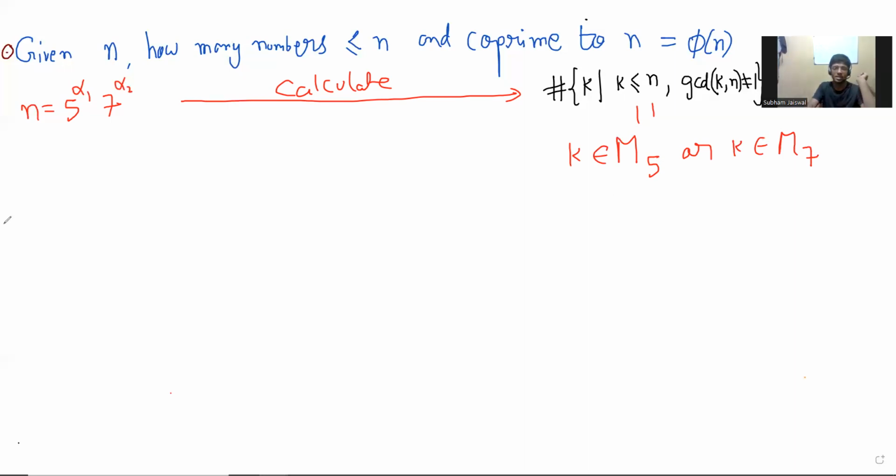So now what is M5 in this case? Anybody tell me? No, why? Just n by 5. Why 5 to the power alpha 1? No, but what do we want? We want those numbers which are multiples of 5, right? So what are the multiples of 5? Just multiples of 5. If you just consider the number n, and you take the multiples of 5 until you go to n, so it's just n by 5, right?